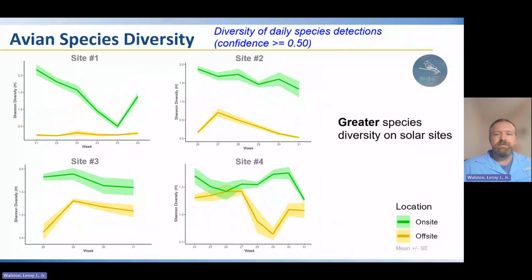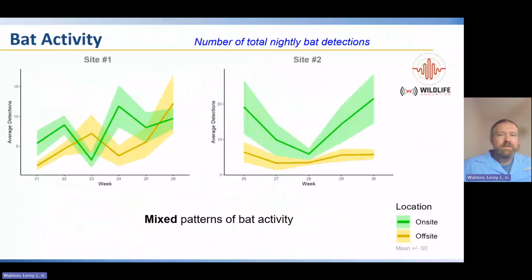Greater species diversity on-site than in these off-site reference areas. Now, what about bats? We processed all of our evening ultrasonic recordings through the Kaleidoscope software to determine which files are most likely to contain bats and which are noise files, and to also determine nightly patterns of bat activity and species richness.